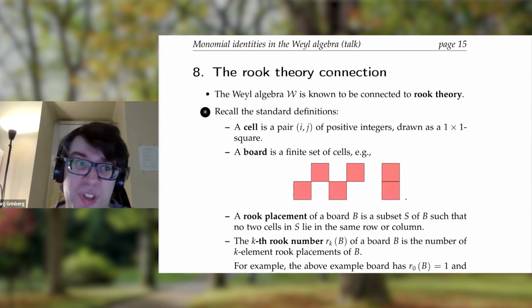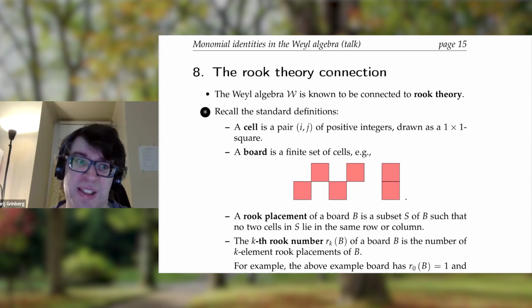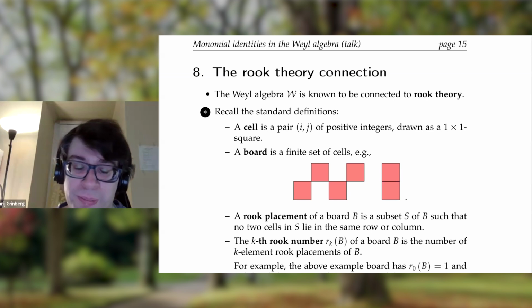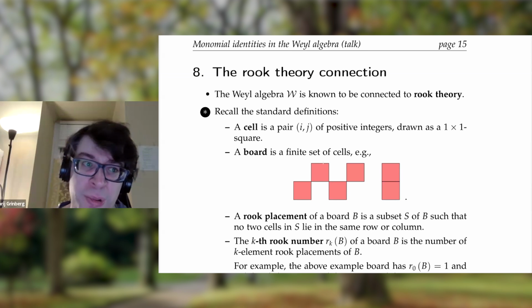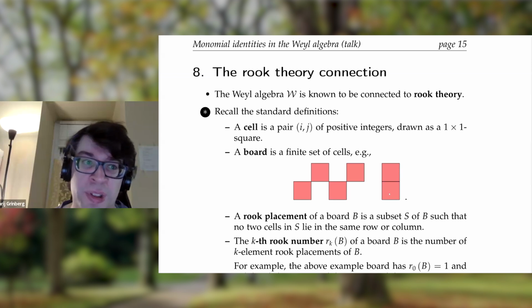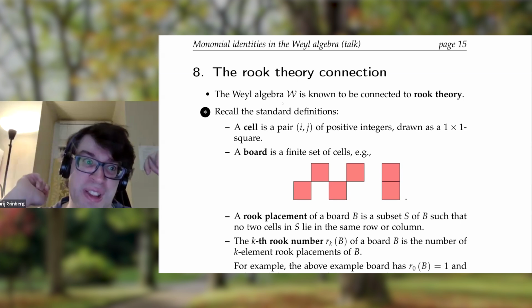There is also a connection with something in combinatorics known as rook theory. In fact, this connection is pretty well known, but I'm not sure whether people have really studied it in full. Here is a quick reminder about rook theory. Rook theory is about: you have a chessboard, but not a complete chessboard. Only some cells are there.